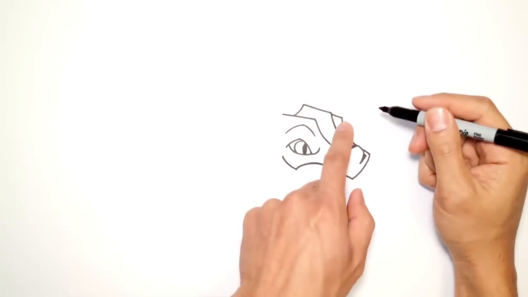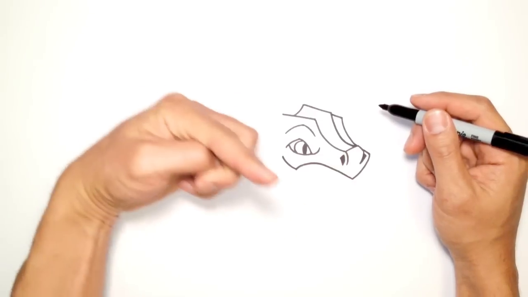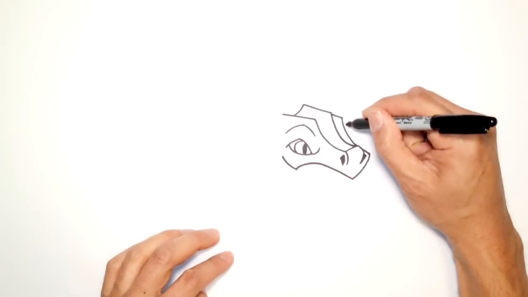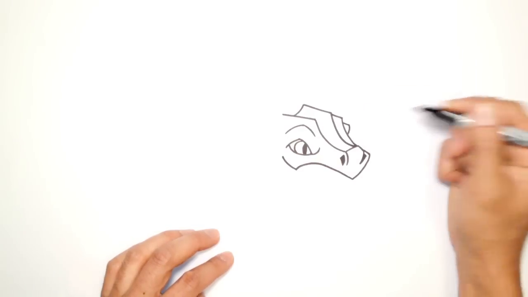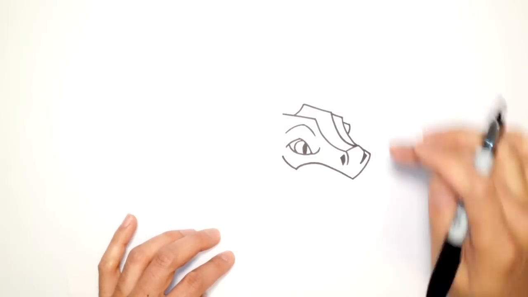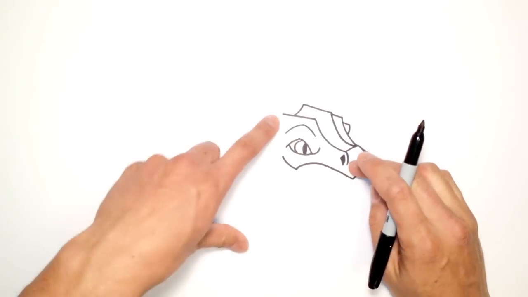Okay, let's just draw a little bit of detail on the other side of the eye. Just because he's pointing that way, you still see a little bit of the brow. So here, I'm going to come down and then curl in across. Okay, so that's as much as we need to do with that eye. Let's go to the back here.